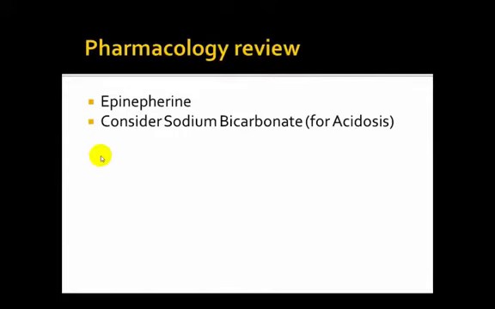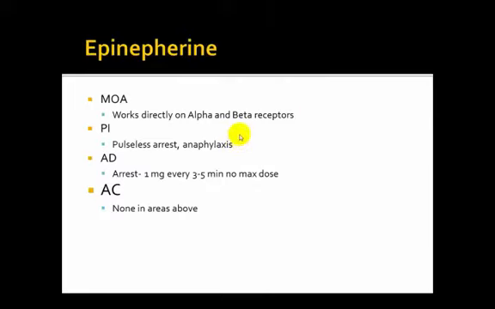The medications we're going to review here in the pharmacology review are going to be epinephrine and sodium bicarbonate. Epinephrine is our primary drug for this, and it's the only drug that we're going to push continuously during a PEA event. It pretty much works directly on alpha and beta receptor sites. It is a synthetic catecholamine. The primary indication is for a pulseless arrest.